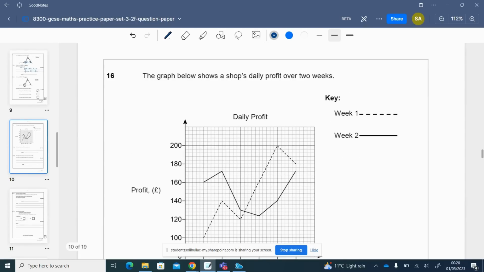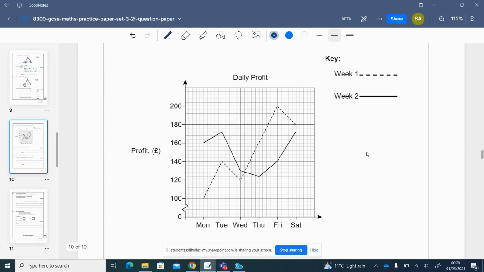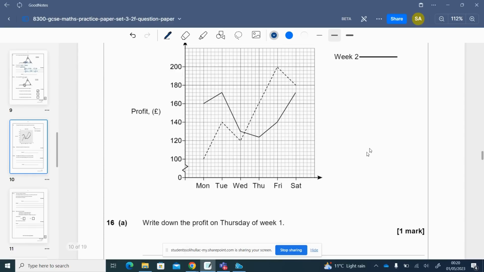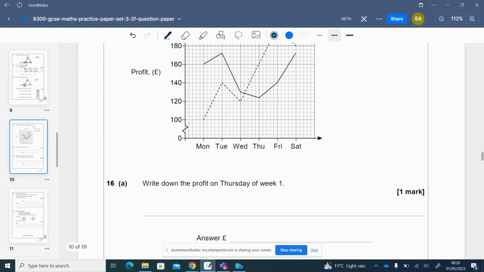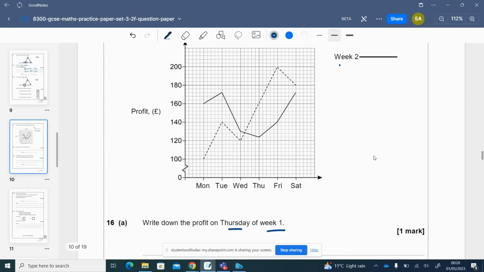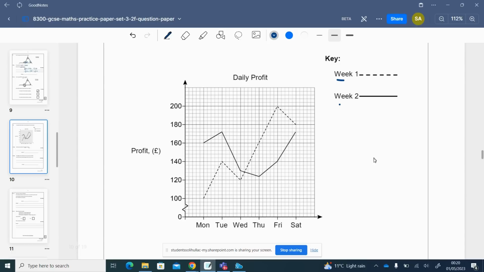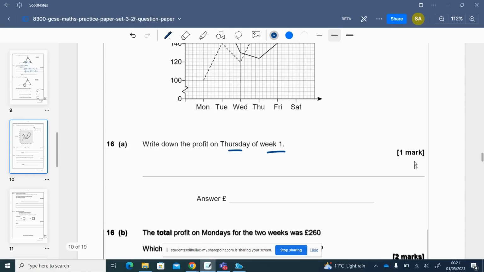Question number 16. The graph below shows a shop's daily profit over 2 weeks. So this is the graph. Okay, the dotted line is telling you this will be for week 1. Week 2 is a solid line here. The daily profit is in pounds. Okay, and we need to write down the profit on Thursday of week 1. So week 1 is represented on the graph with the dotted line. So Thursday, if you see the dotted line, that is a profit which is £160. Okay, so this is the point where you need to read across, and that is £160. That is the profit. That's the answer for this one.